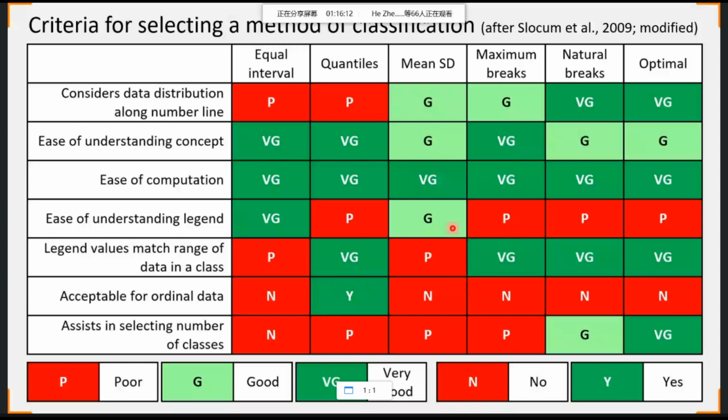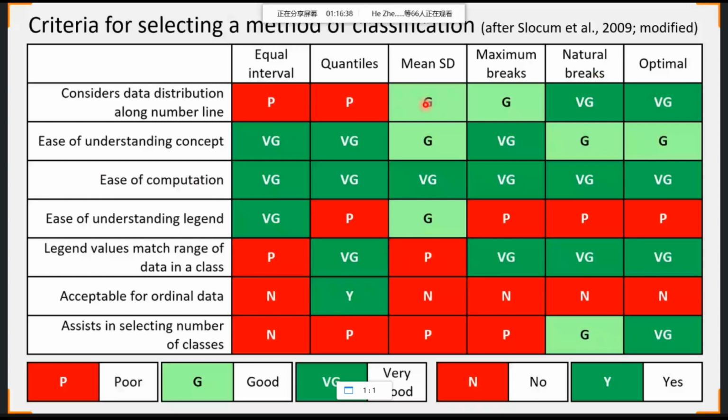And I don't want to go through each of the positions within this table now, but a few comments. So, of course, if you use the computer and all algorithms are available, the ease of computation is very good all the time, but there is no differentiation here. We have these 6 methods, one after another. I've introduced them to you.